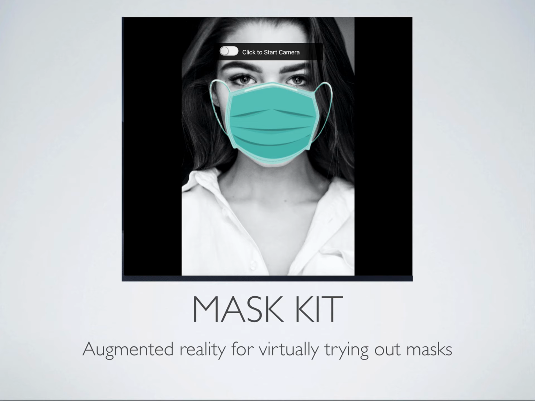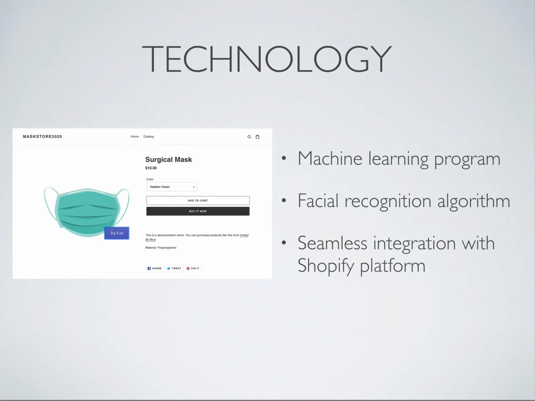Mask Kit is an augmented reality tool that lets customers try out masks with the camera function on their computer or phone. The app leverages a machine learning program and facial recognition algorithm to identify the dimensions of the face and then overlay the mask on the face with precision. The seamless integration of this app with the Shopify store makes it easy for the business to utilize this functionality.